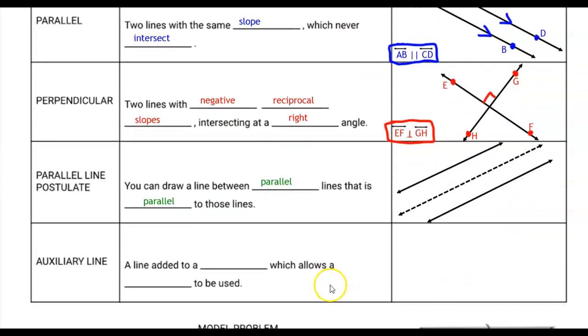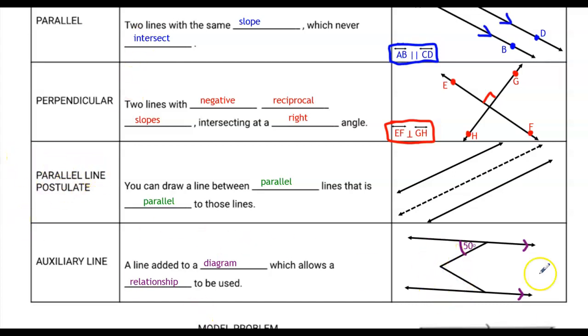Auxiliary line is similar in nature. An auxiliary line is very specific in its purpose, though. An auxiliary line is a line added to a diagram that allows a relationship to be used. A lot of the times you see auxiliary lines, they're going to be parallel lines that follow the parallel line postulate. For example, I'm looking at this diagram and I see that this angle here is 50.